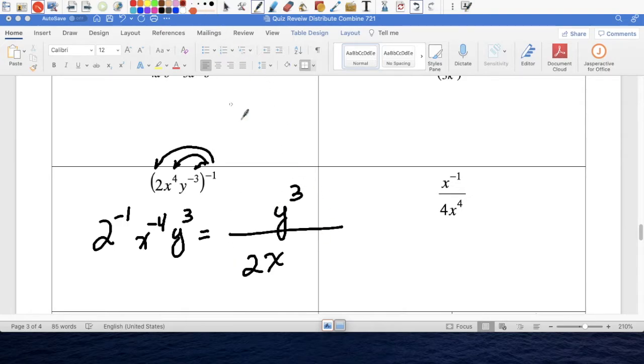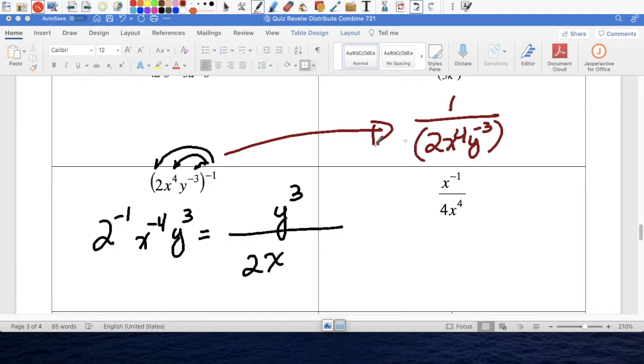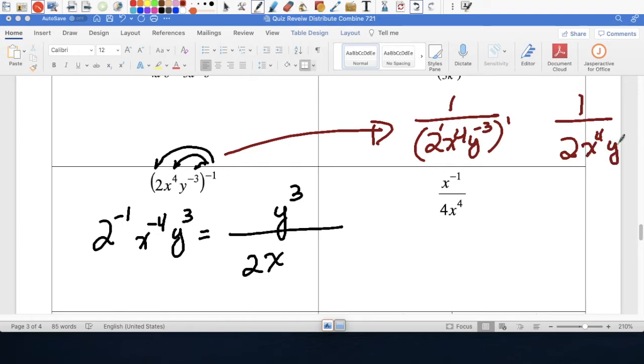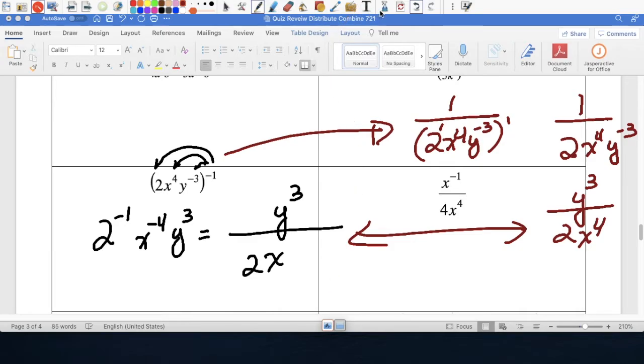The other way, and I guess nobody raised their hand when I asked, is to automatically go like this. x to the 4th over y to the negative third, and then that exponent of negative 1 becomes positive 1. Now, if I multiply that positive 1 times everybody, I'm going to get 1 over 2, x to the 4th, y to the negative third. Then I have to throw that y to the negative third up to the numerator. That goes up, and everybody else stays down. Notice that it is the same answer. It's a matter of whatever your comfort level is.